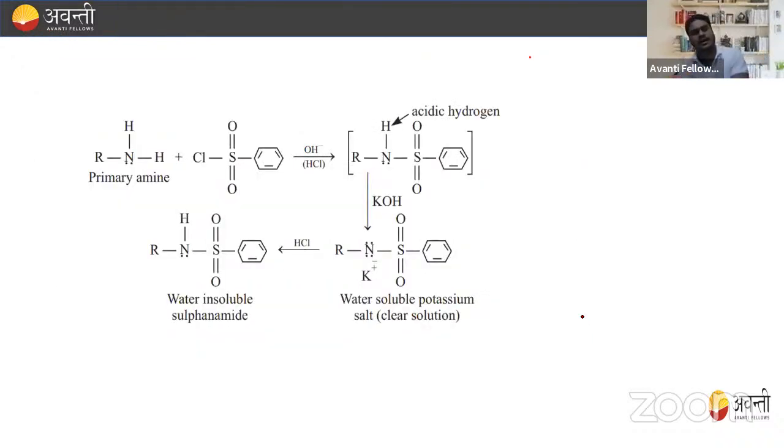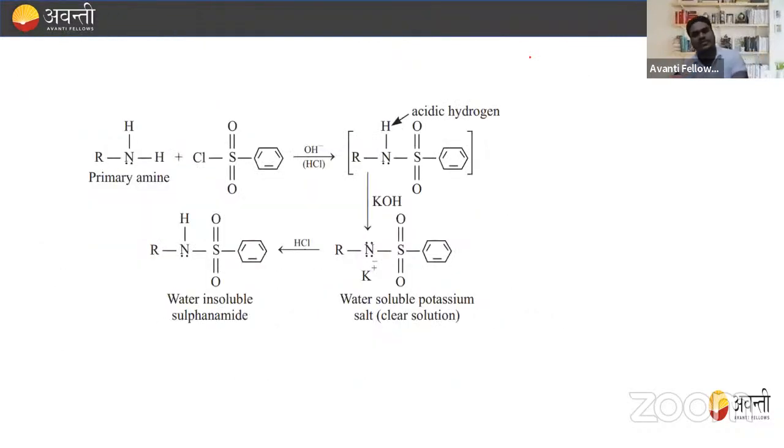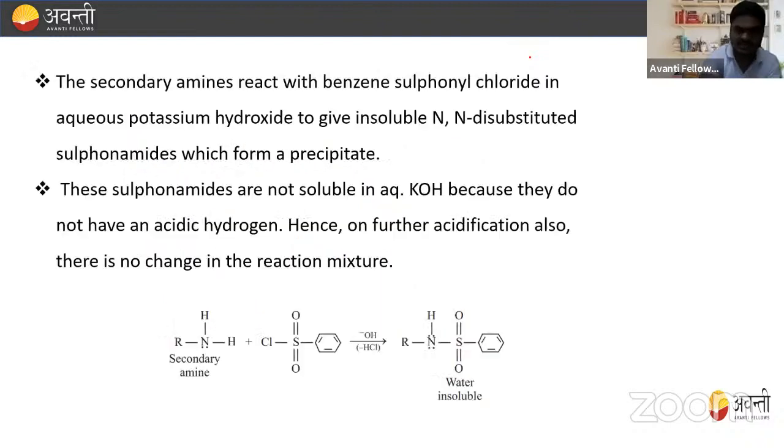For example, this is the primary amine and this is the Hinsberg reagent, that is benzene sulfonyl chloride. When you treat the primary amine with benzene sulfonyl chloride, what will form? This is the acidic hydrogen, RNH. This is the acidic hydrogen. Then it again reacts with KOH to form a water soluble potassium salt, a clear solution, from the water insoluble sulfonamide. So the primary amine gives this test.